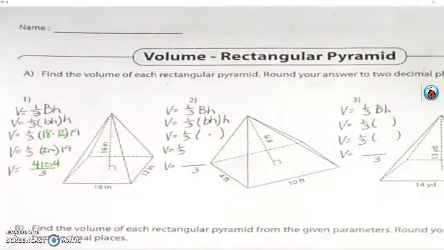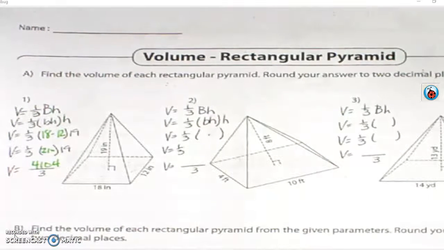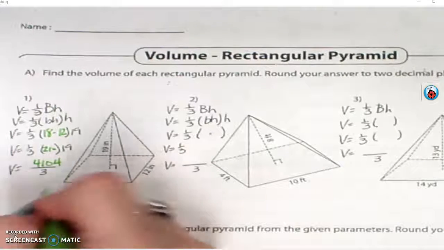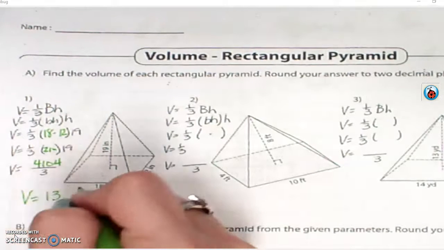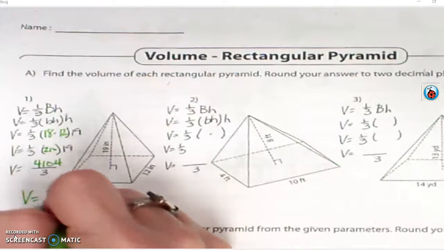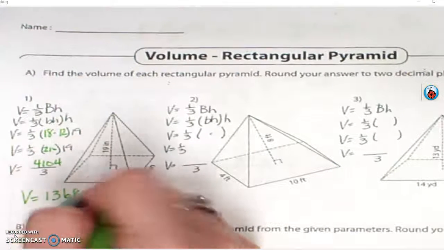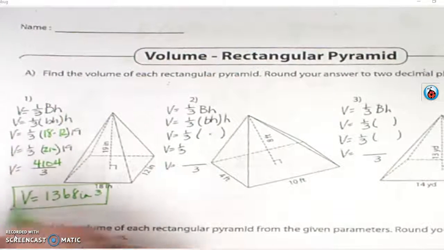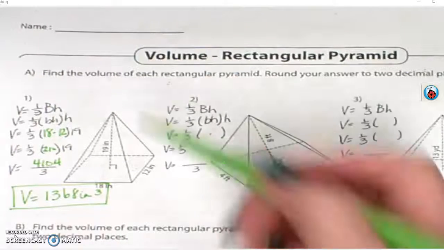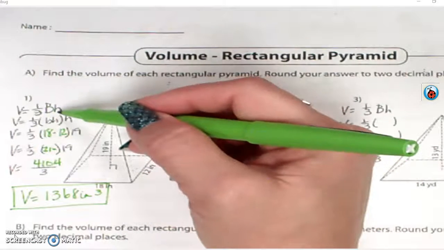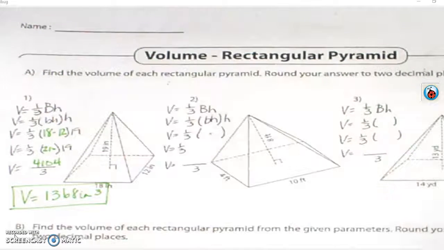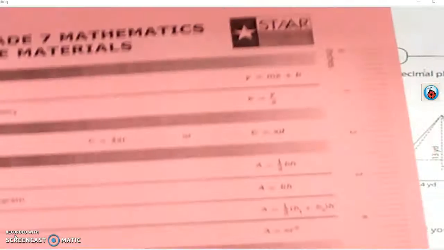4,104. And then we're going to be dividing that by 3, and our volume is going to be 1,368 inches cubed. So the main thing is to remember the 1/3. You've gotten used to doing the capital B times H, but this formula has 1/3. But you're going to have your formula chart handy, and it has it written right here.